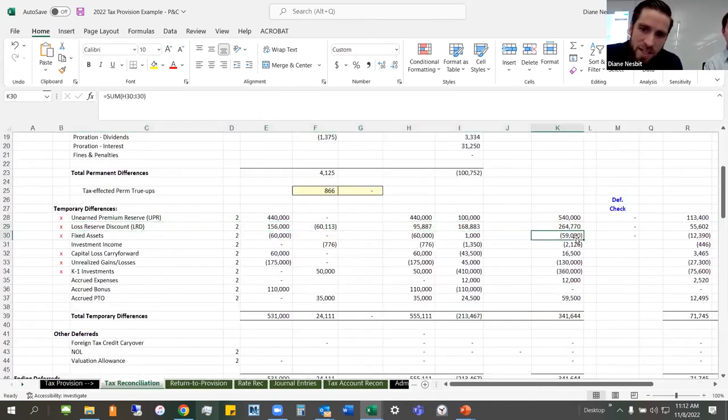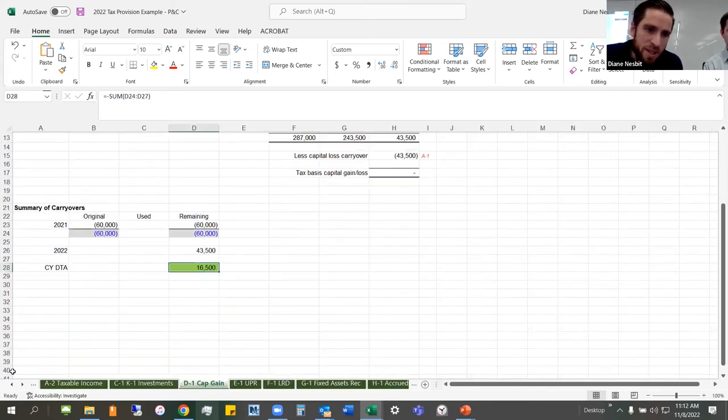Fixed assets, same thing. We went through fixed assets, so I won't do that again. Capital loss carryforward: I should be able to say that should equal my capital loss carryforward amount. If I go to my capital loss work paper, there it is, 16,005.